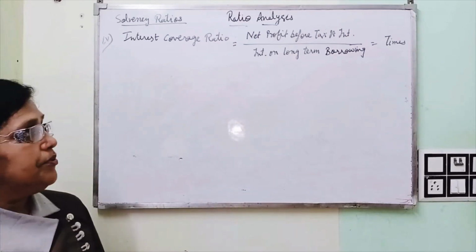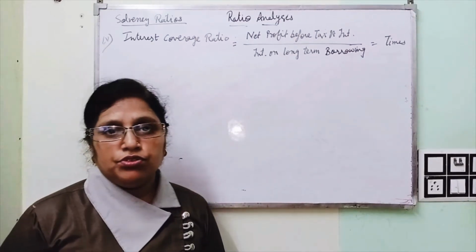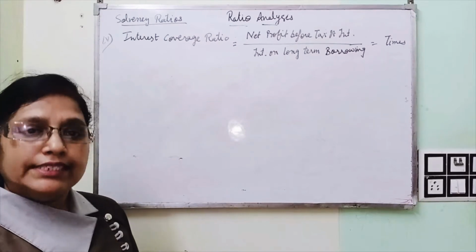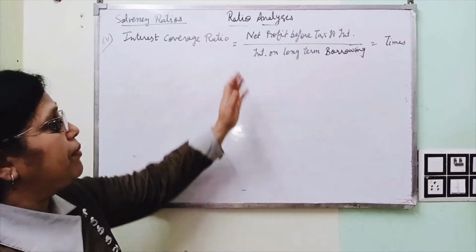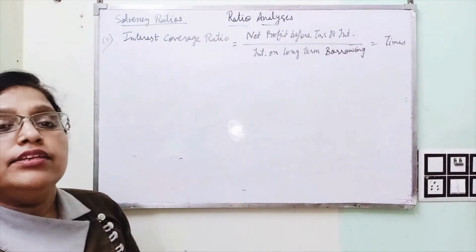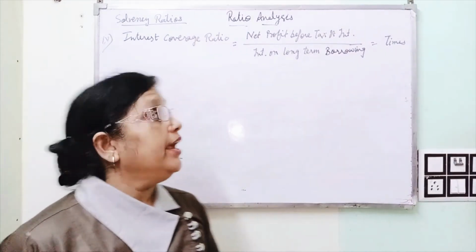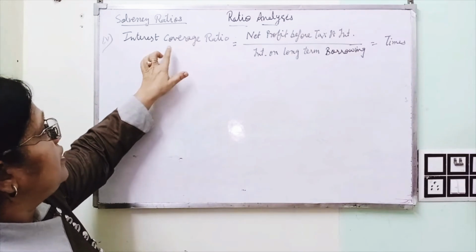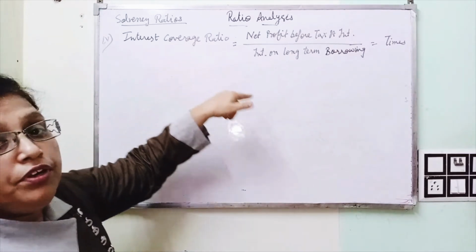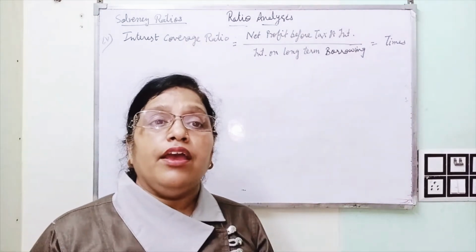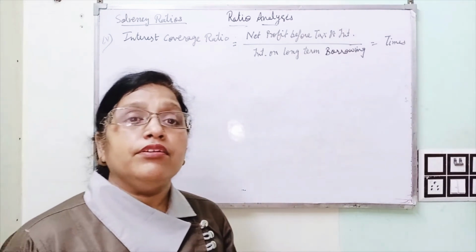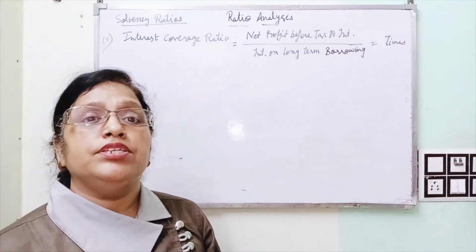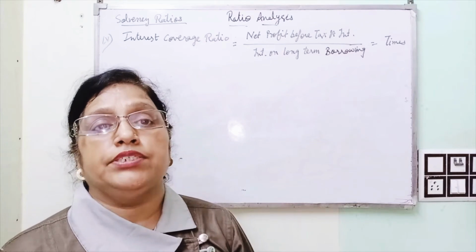Welcome back, students. So in this class also we will do another solvency ratio that is also a part of ratio analysis, and this is our fourth ratio, that is interest coverage ratio. It establishes the relation between net profit before tax and interest and the amount of interest which is payable by the organization on long term borrowings.